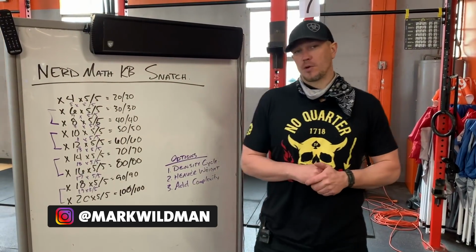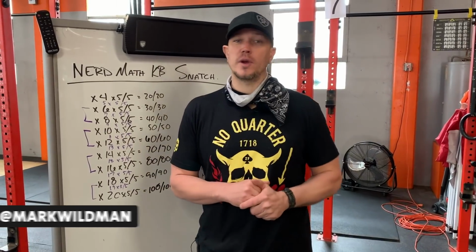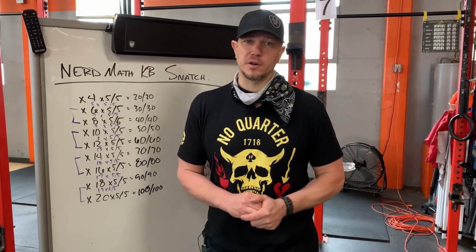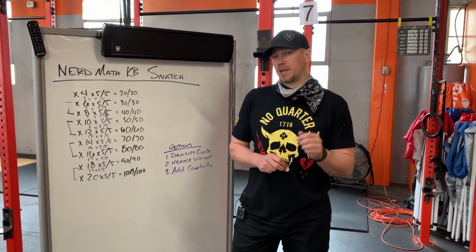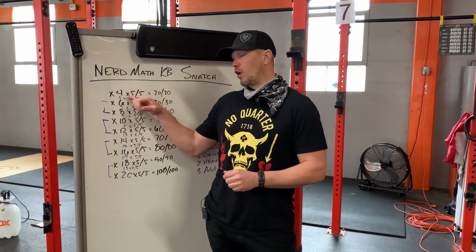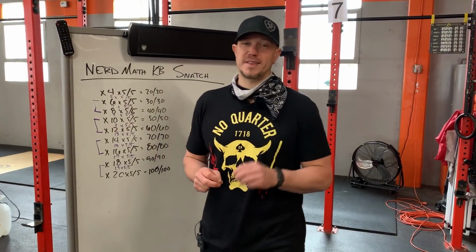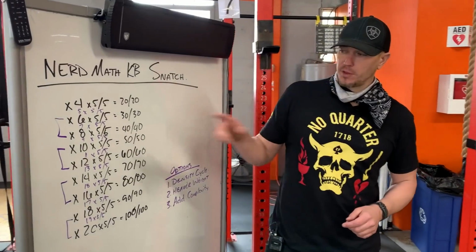For snatches, the most important cycle that we can do is what's called a volume cycle. A volume cycle is very particular. We change the volume of the work that we do instead of the intensity. So let's look at the board.